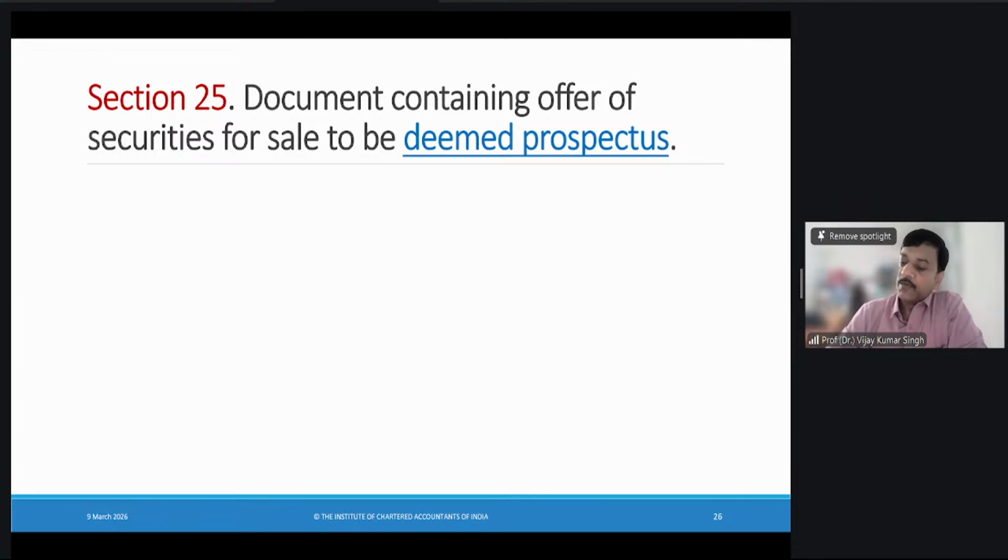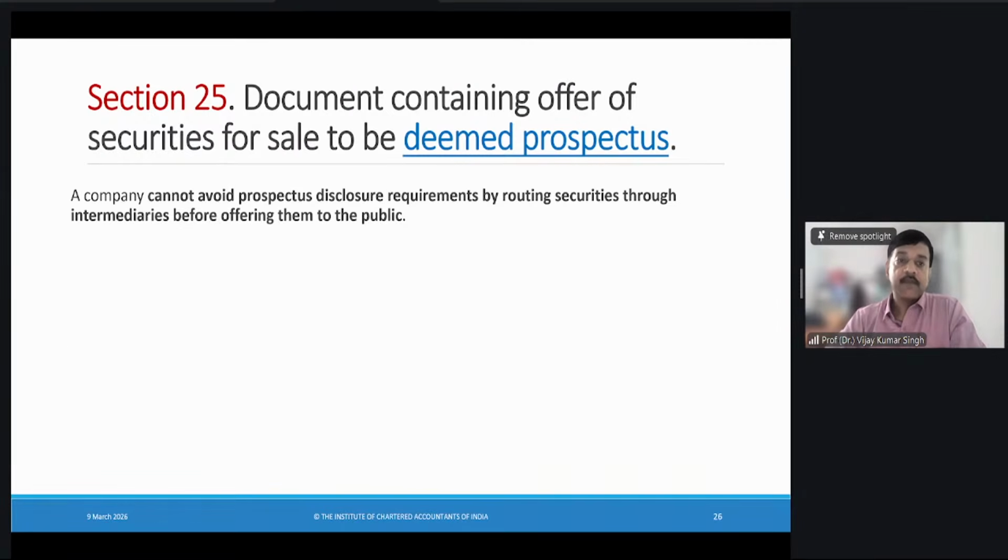So as I told you before, there is no requirement of the word prospectus being used on a document to qualify it as a prospectus. Even any document, if it is in the nature of offering securities, will be treated as a prospectus, and that will be referred to as deemed prospectus. So let us look at the provisions.